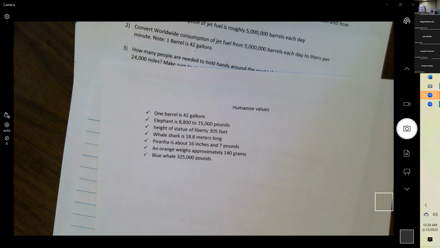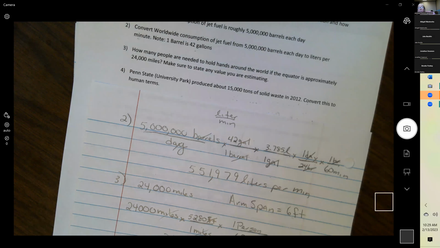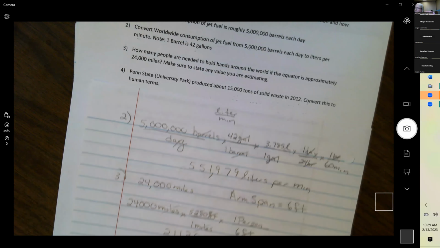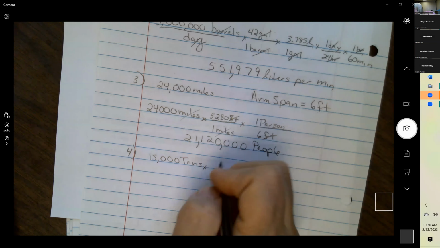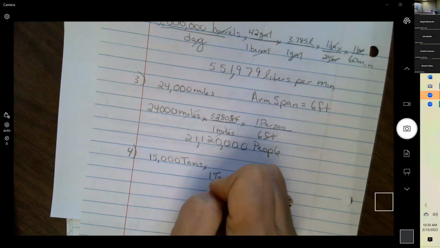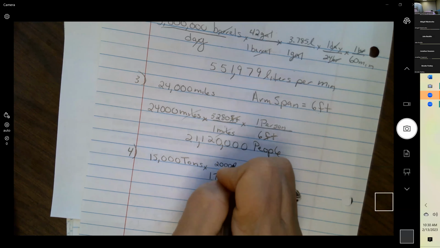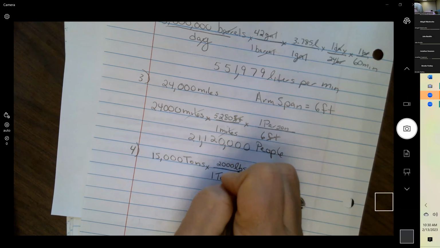Now, notice we're in pounds. All the weights are in pounds. So we need to get tons to pounds. We know from our formula sheet that 1 ton is approximately 2,000 pounds.